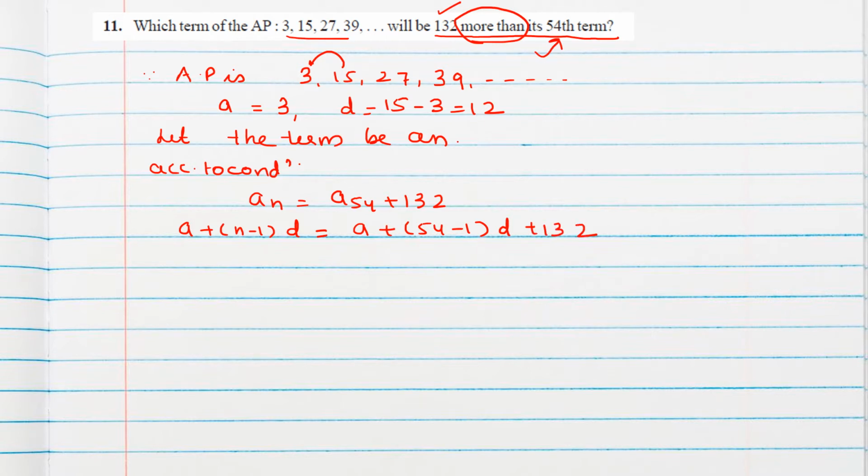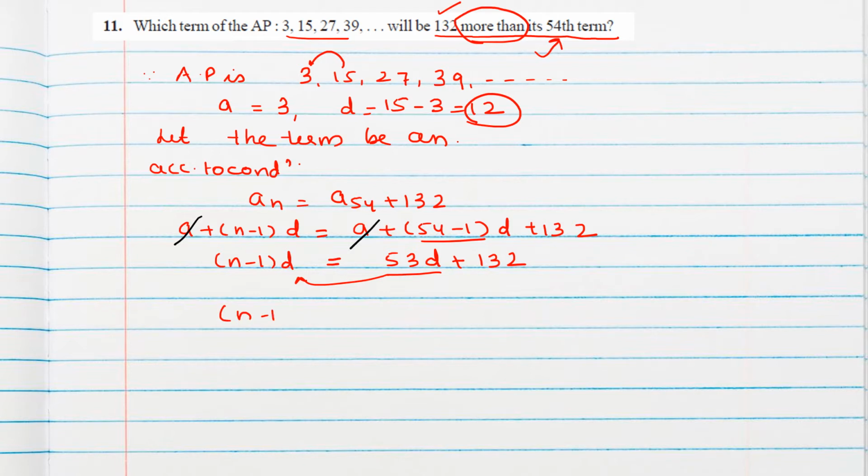If you observe, you can cancel A from both sides. Without substituting the A value you can cancel, or after substituting also you can cancel, no problem. Now N minus 1 D, and here 54 minus 1 is 53 D, plus 132. The D value is also given as 12. So first what we can do, we can shift all the D terms, then substitute the value, so that we have to calculate only once.